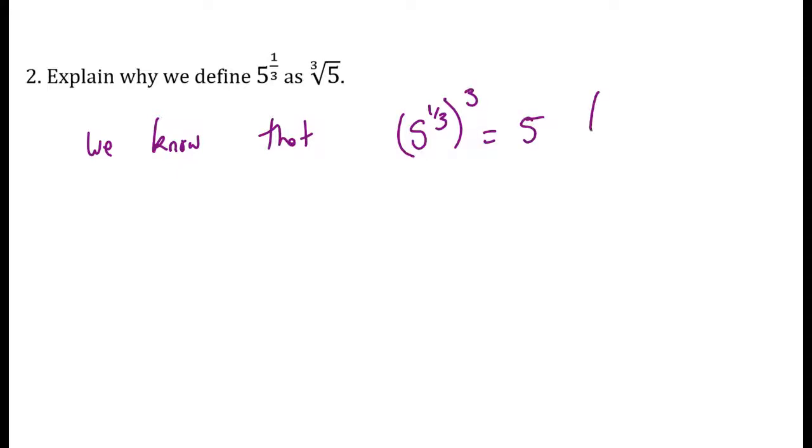Explain why we define 5 to the 1/3 as the cube root. So we know that 5 to the 1/3 cubed must equal 5 because of our power to a power property. We multiply them, a third times 3 gives me 1. So 5 to the 1/3 cubed, if I have that power to a power there, 1/3 times 3 should give me 1, so I should get 5. So I want to know what that is.